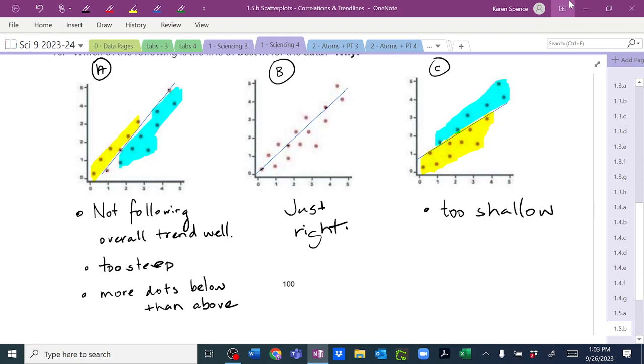You have the one that you have control over that you change, and then you have the one that changes in response to you. So which one is which? Volume is the which one? Is it the independent or is it the dependent? Independent.